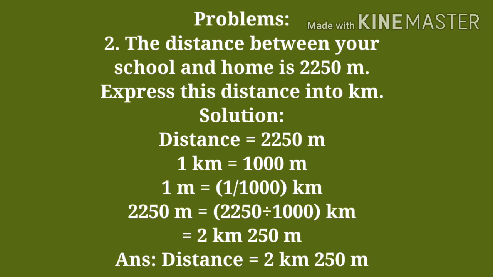The distance between a school and home is 2,250 meter. Express this distance in kilometer. Given that the distance between school and home is 2,250 meter, we know that 1 kilometer is 1000 meter. From that we get 1 meter is 1 by 1000 kilometer. So 2250 meter is equal to 2250 divided by 1000 kilometer. We get 2 kilometer 250 meter.